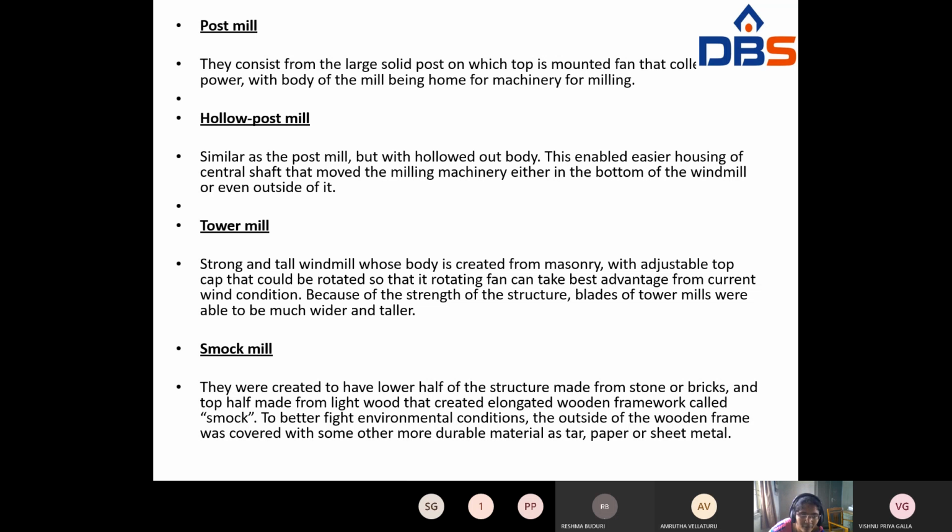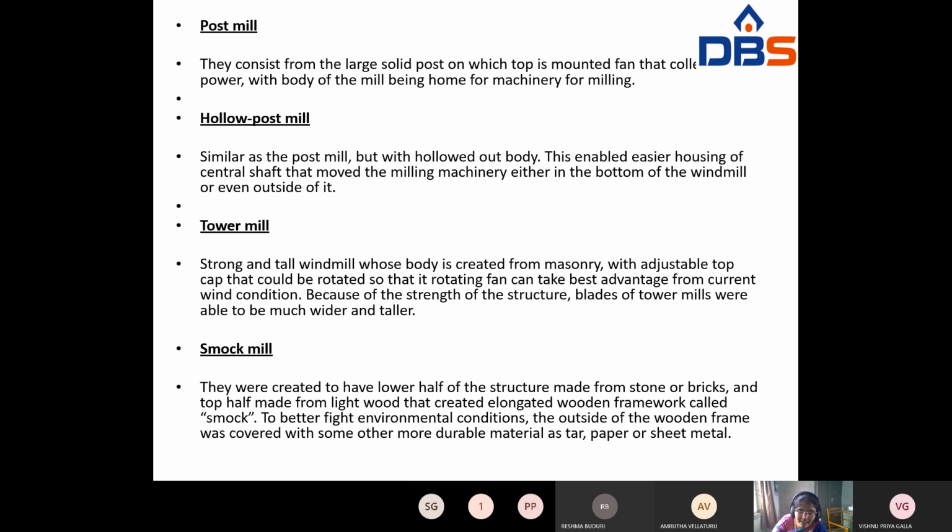Next, the tower mill. A tower mill is a strong and tall windmill whose body is built like a tower. It is like a table fan: you have the tower, on it you place the rotor, and the rotor has the blades. This tower mill type is the one most used. In horizontal axis windmills, we can make the best advantage of the current wind conditions. By using the tower mill you can produce the current.